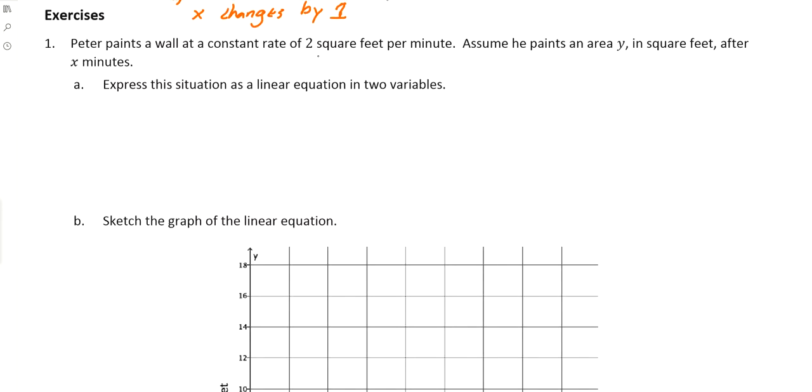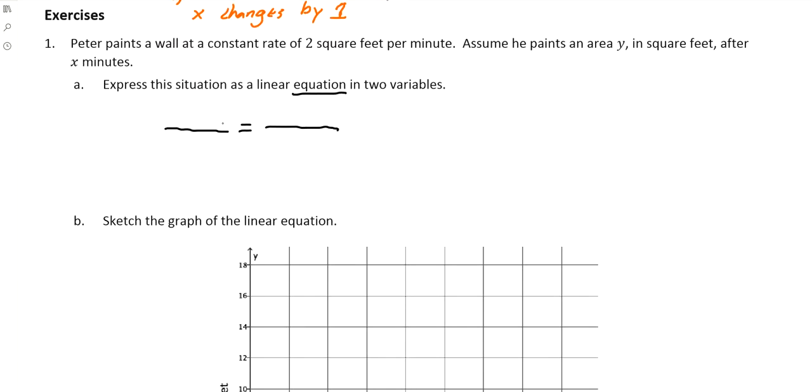So in this case, the constant rate is that every time the minute goes up by 1, so remember this means per 1 minute, 2 square feet will go up, or y will go up by 2 square feet. So we want to express this situation as a linear equation in two variables. So we know every equation has an equal sign. And then on each side of our equal sign, I'll show you how to set up and think this through. So we are going to put a fraction bar.